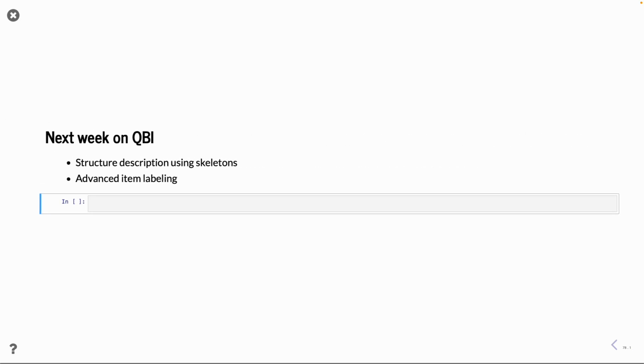And next week I'm going to talk about structure description using skeletons and also advanced labeling, because we saw that the component labeling doesn't really manage to separate touching objects, and that is what we are going to address next week. So, thank you for today.